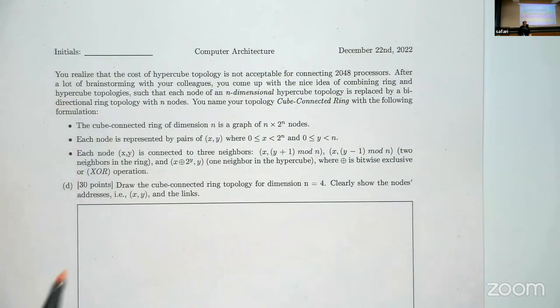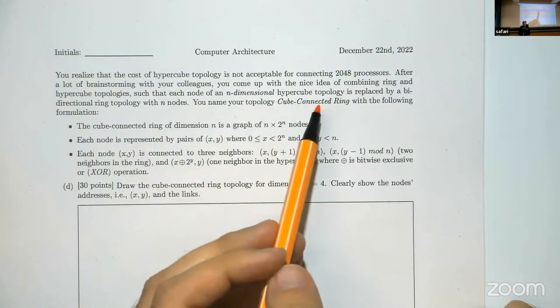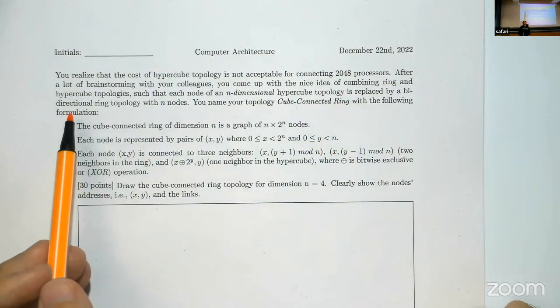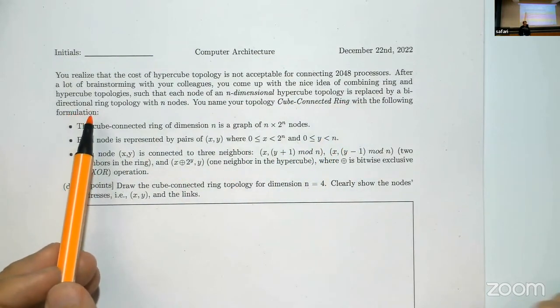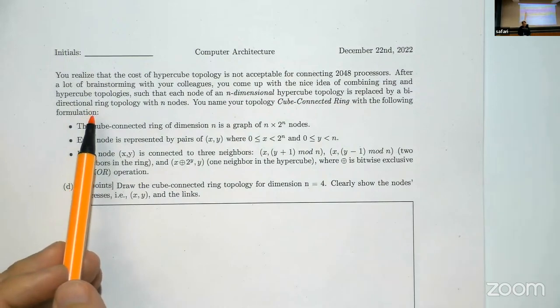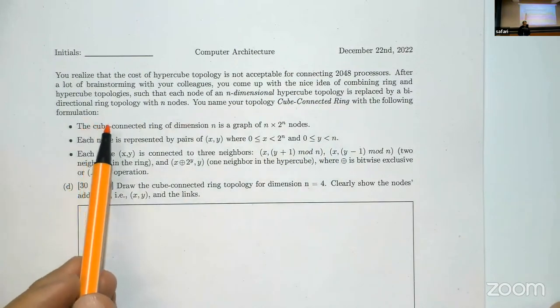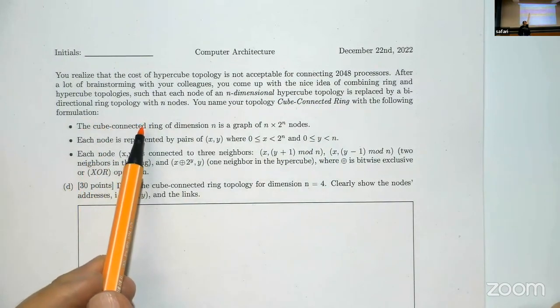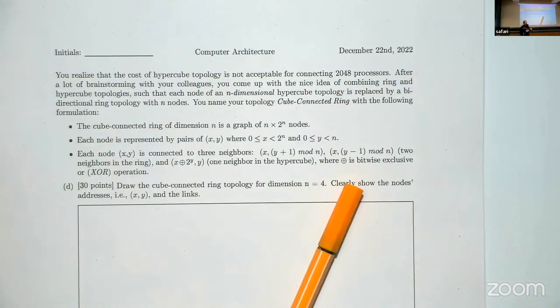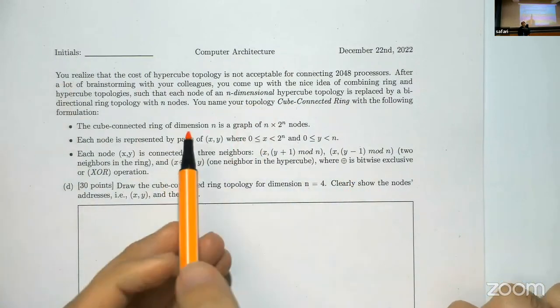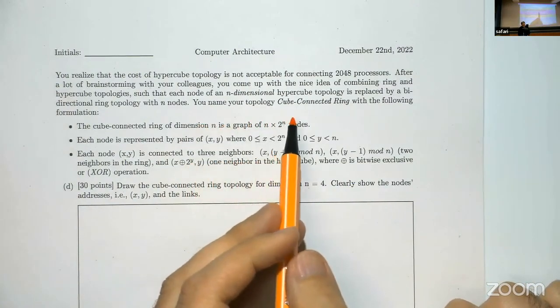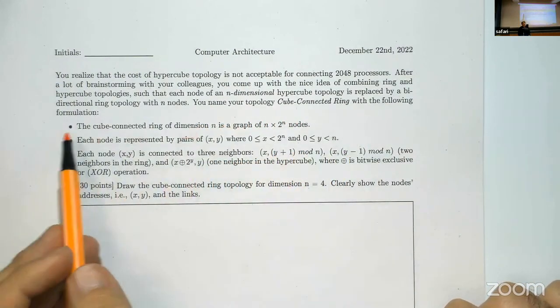After a lot of brainstorming with your colleagues, you come up with the nice idea of combining ring and hypercube topologies, such that each node of an n-dimensional hypercube topology is replaced by a bidirectional ring topology with n nodes. So basically, we have several rings, and we connect these rings in a hypercube manner. So you name your topology a cube-connected ring with the following formulation.